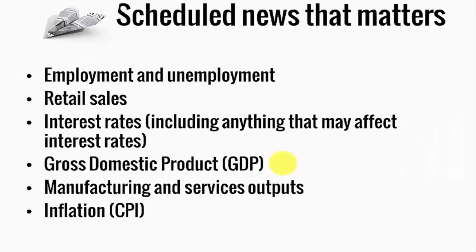The items of news of particular interest to us, because they're the ones that move the market, are employment and unemployment figures, retail sales, interest rates, including anything that may affect interest rates, gross domestic product, that's really the growth rate of the countries behind the currencies, and also the manufacturing and service industry output levels. So is manufacturing and is service growing or shrinking? And then we've got anything to do with inflation. And inflation in this respect is the CPI, the Consumer Price Index.